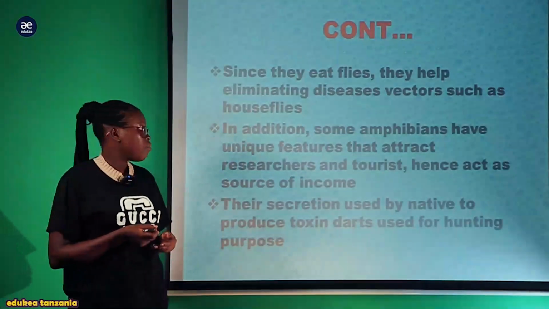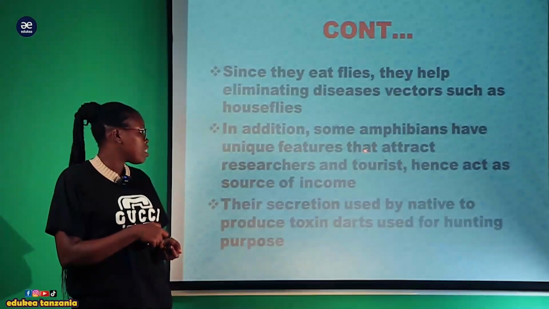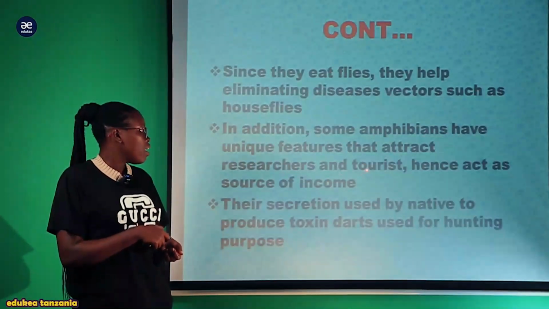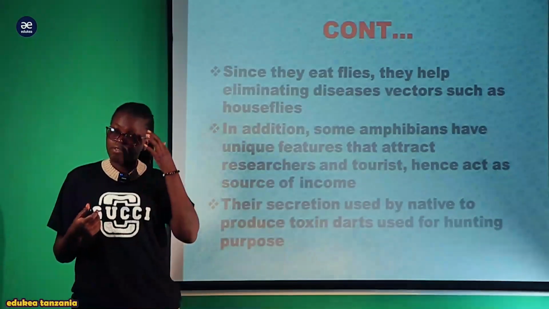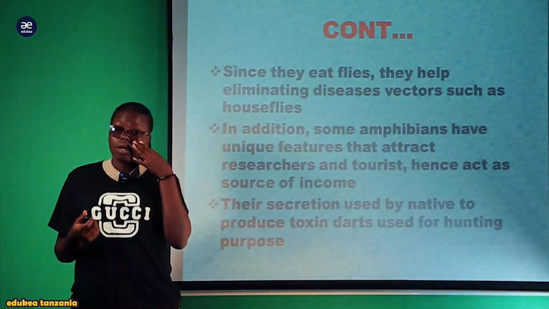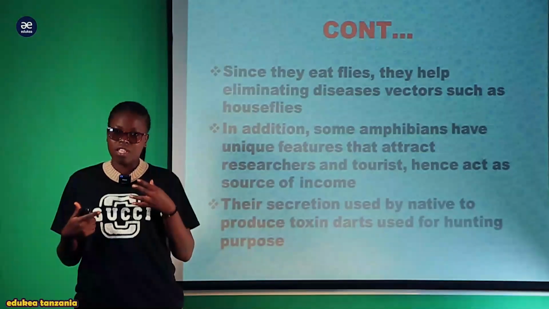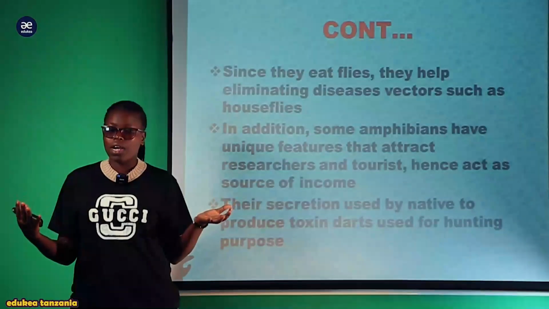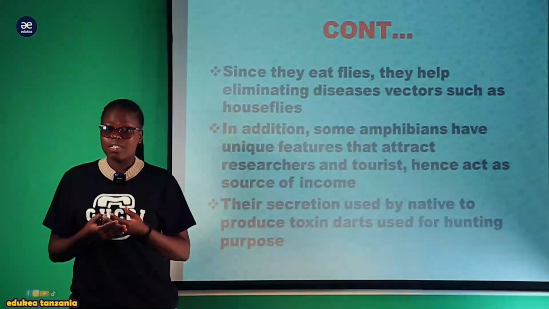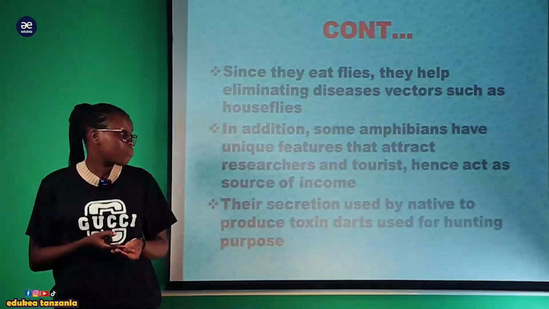In addition, some amphibians have unique features that attract researchers and tourists as a source of income. Some amphibians, for example frogs, are colored, some black and yellow. They are very toxic, but they are more attractive to look at. So they are used as a touristic attraction and as a source of income.